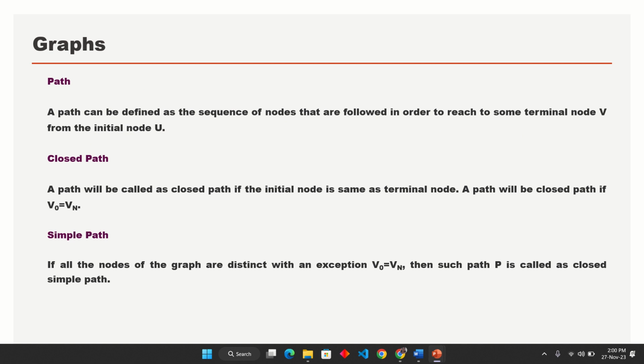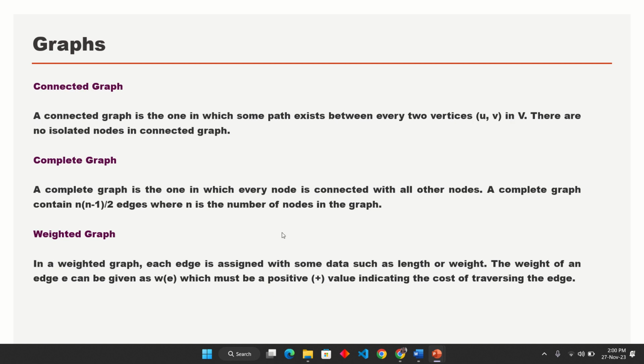If you take a source node U and end node V, to reach from the source to the destination node, the nodes you travel through are specified by the path. Another one is the closed path. A path is called a closed path if the initial node is the same as the terminal node. If you reach the same source node as the destination node, then that path is called a closed path. Then another one is the simple path. If all the nodes of the graph are distinct, with an exception v0 equal to vn, such a path is called a simple path.